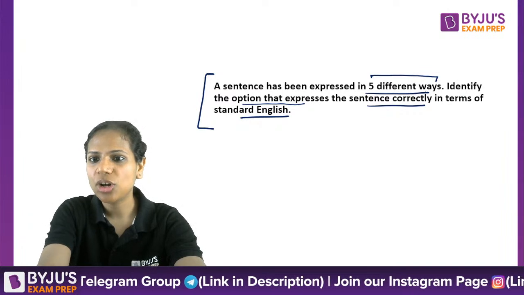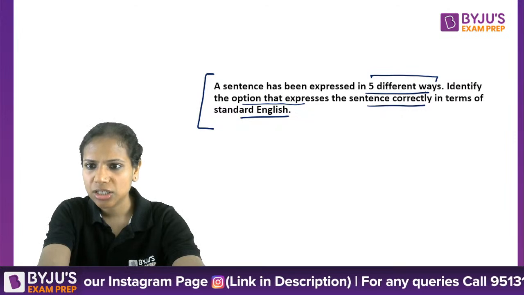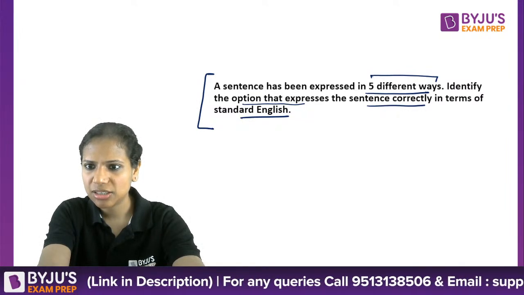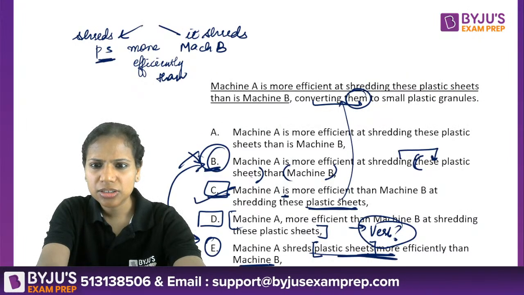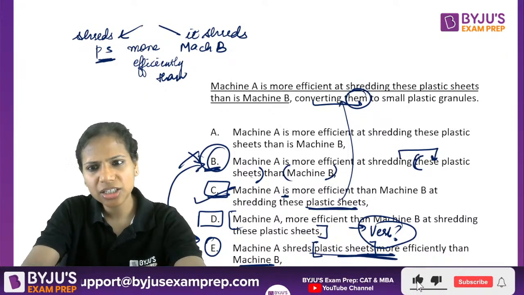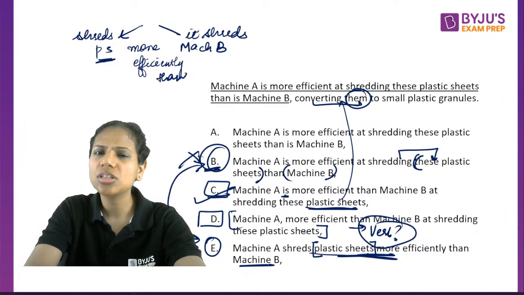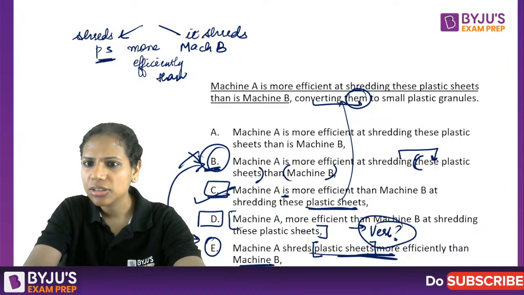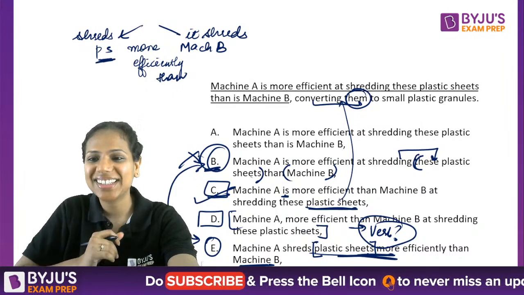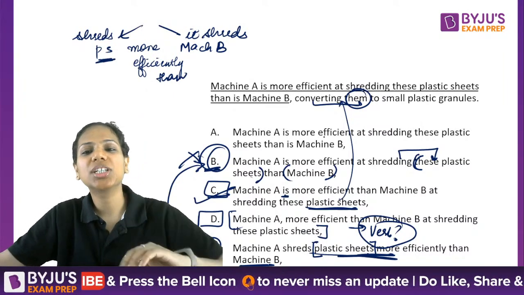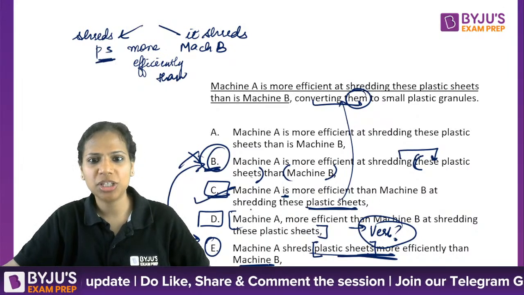Okay. Should there be not and instead of a comma after sheets? Instead of a comma after plastic sheets. Instead converting them. No. Why? What is the contradiction? Acha, instead of a comma, sorry, I am sorry, I read it incorrectly. And converting them. And converting them. Machine A is more efficient than machine B at shredding these plastic sheets.